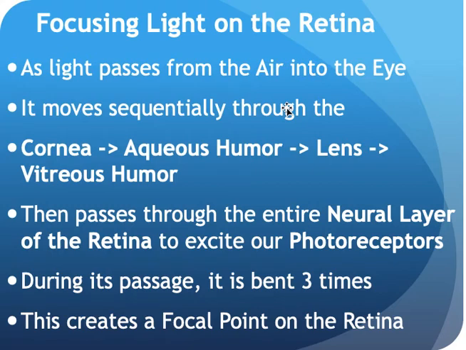Light is going to pass from the air into the eye. It's going to move sequentially through the cornea and the aqueous humor. It's going to hit the lens, go through the vitreous humor, and again, it's trying to get towards that back part of the eye. Then it's going to pass through the entire neural layer of the retina, and we're getting back towards our photoreceptors, and this is where we can excite those photoreceptors and create this electrical impulse.